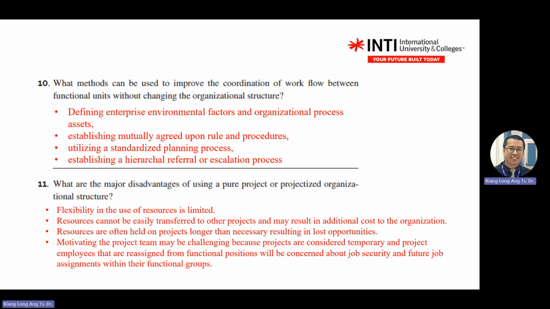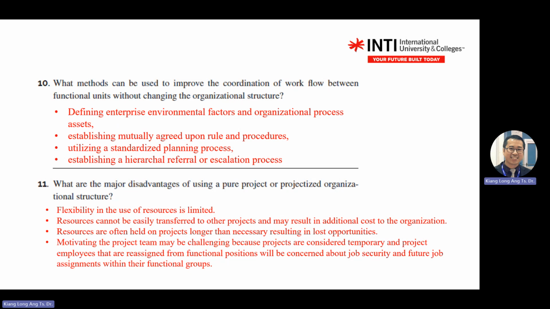Resources are often held on a project longer than necessary, resulting in loss of opportunities. For example, in construction, you might lose bidding opportunities because you don't have the room to allocate your resources, because most of your bulldozers are still being used at the current site.